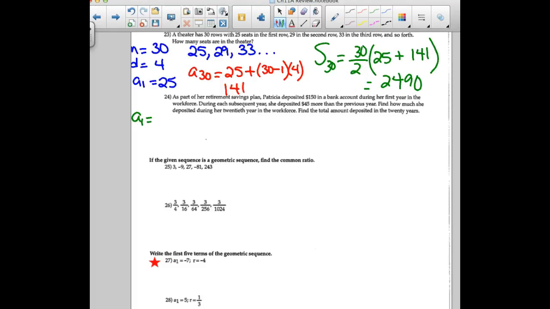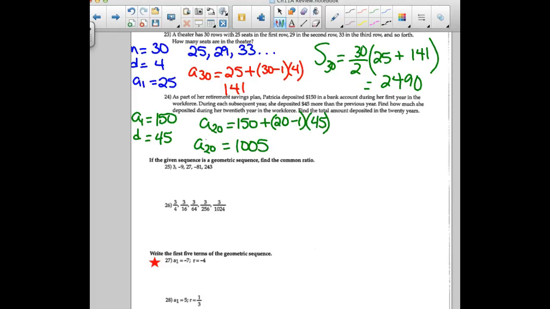We do know that our first amount is 150. We know that our common difference each year, she's adding an extra $45. So our first year she put in 150, the next year she put in 195, etc. In order to find the 20th term, we need to know our first term plus n minus 1, so 20 minus 1, times our common difference of 45. So in her 20th year, she is putting in $1,005 into her retirement savings plan.